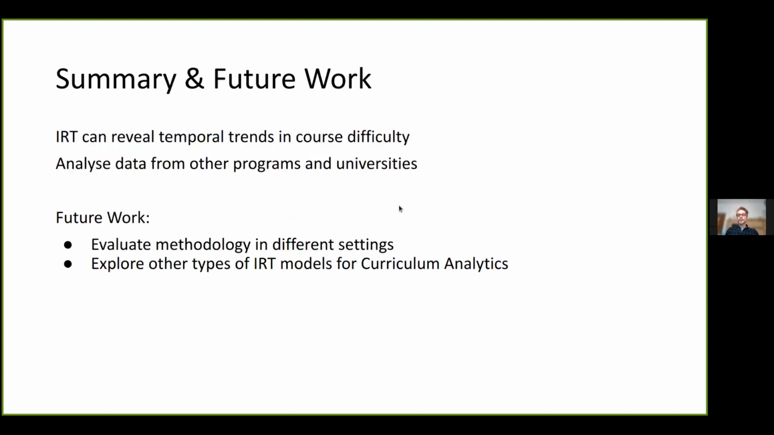In summary, we have seen that IRT can be a reliable method to provide valid results. The parameters have shown us that course offering difficulties do not have to be stable over time. We even found that course offerings can be strongly influenced by external factors, such as the pandemic. In future work, we would like to investigate our methodology in other settings and expand the range of IRT models used here.